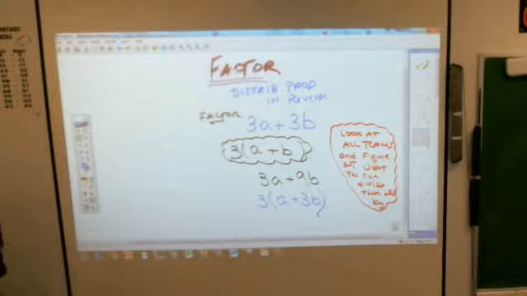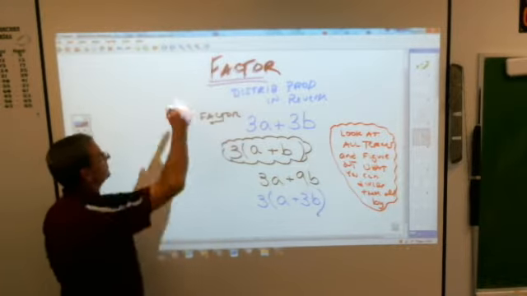Now let's look at one that the book gives us and see if we can do this. How about 6x plus 9 is one that they give us.